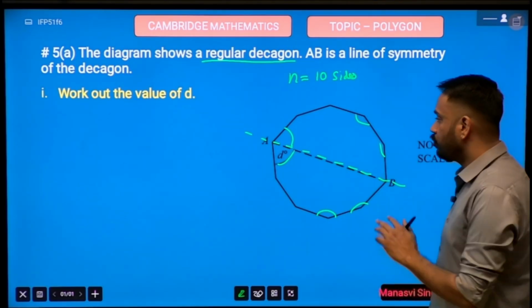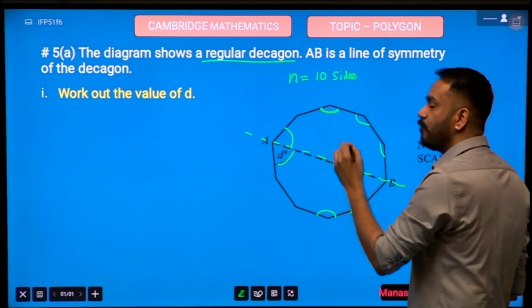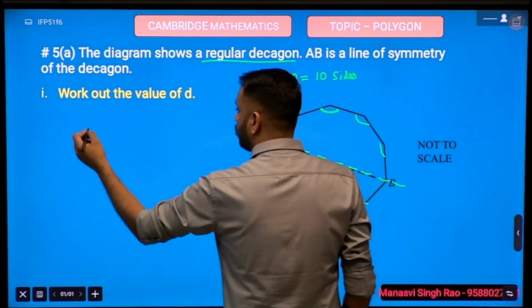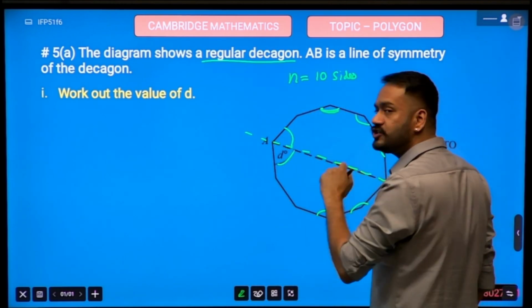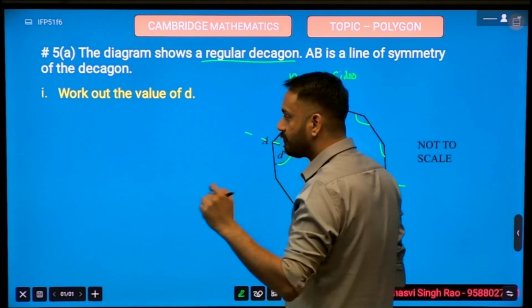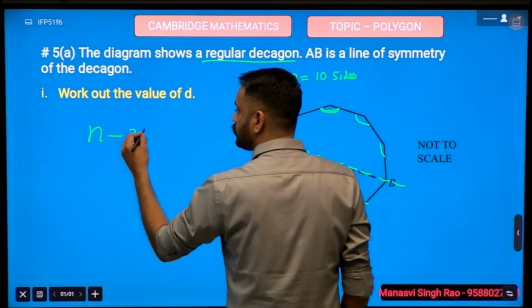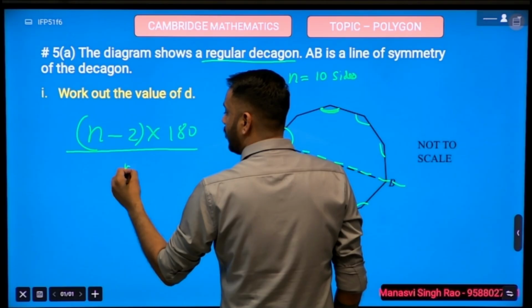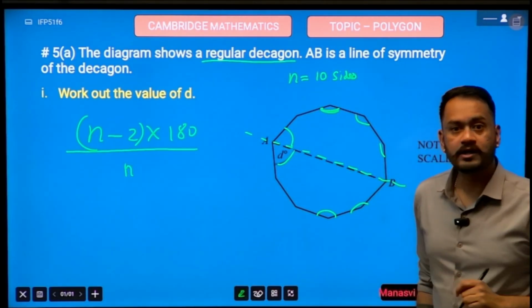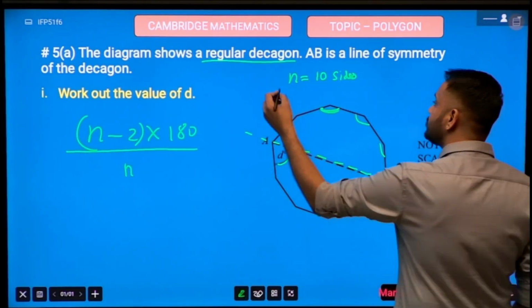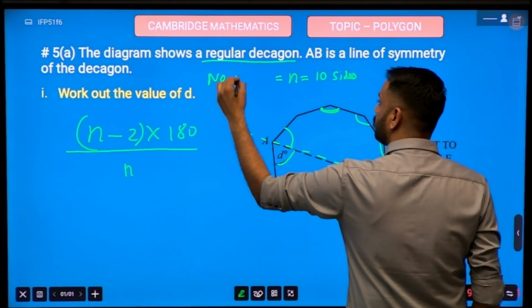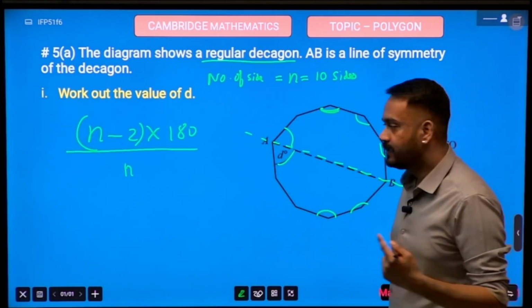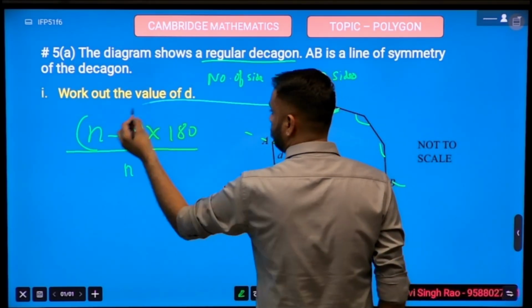Now to find each angle, we need to find one angle first. To find each angle, what should we do? We need to use a formula which is called (n minus 2) into 180 and then divided by n. So here n is what? Number of sides. So here the number of sides are 10 because it is a decagon. So 10 I'll put here.